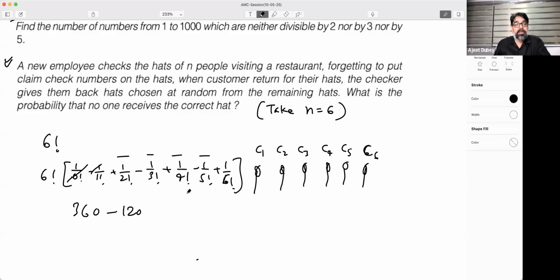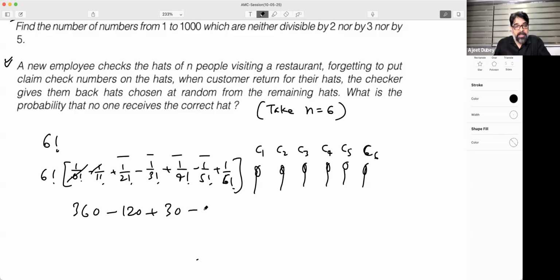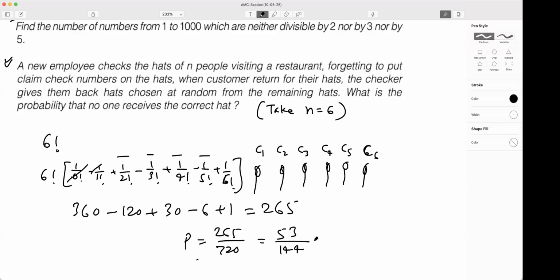120. Is it? Yes, sir. Plus 6 into 5, 30. 6 plus 1. So this will be equal to 240. 240 plus 30, 270. And 270 minus 5, 265. So the answer probability will be 265 divided by 720. So 5 if we divide it, 5 is 25, 53 divided by 5, 1 is 5.